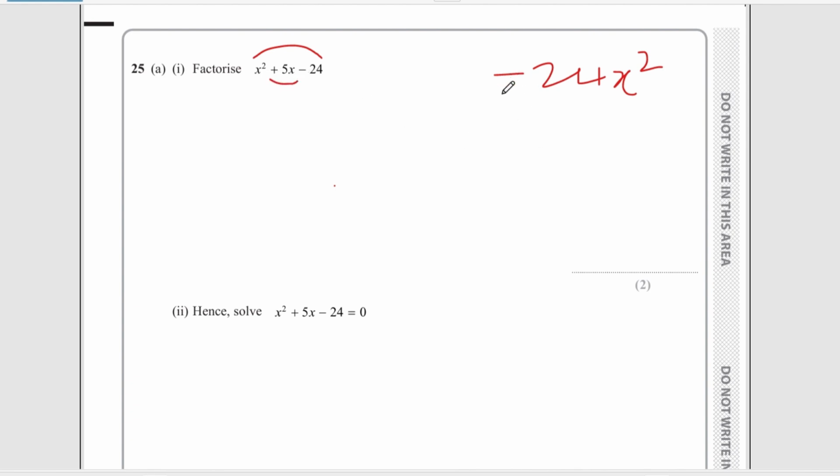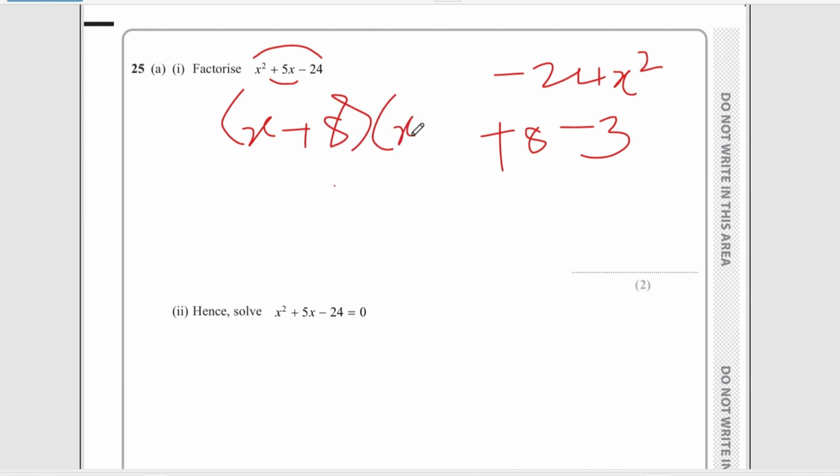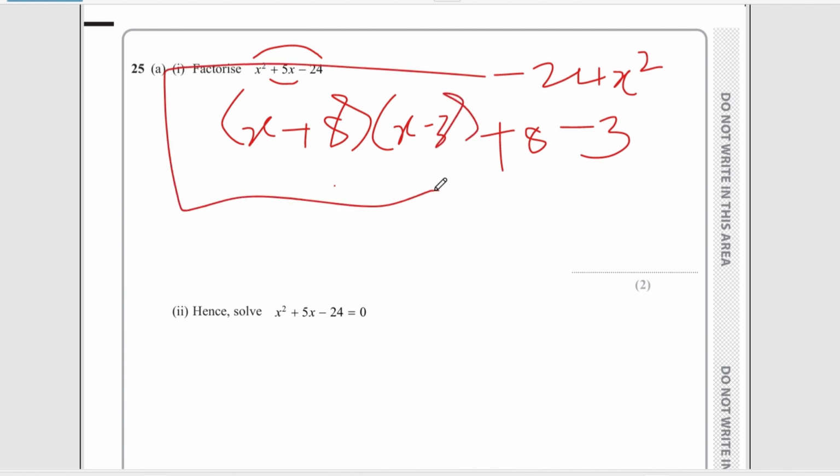So the fact that you have negative means one of your factors is going to be positive, the other one negative. And when there's positive in the middle, the bigger factor will be positive. So this is plus 8 and negative 3. Okay, you can do the opposite. Plus 8 and negative 3, because they have to add up to give plus 5. So in factorizing, you can just say this is x plus 8, and another bracket you have x minus 3. So that would be the answer to that.